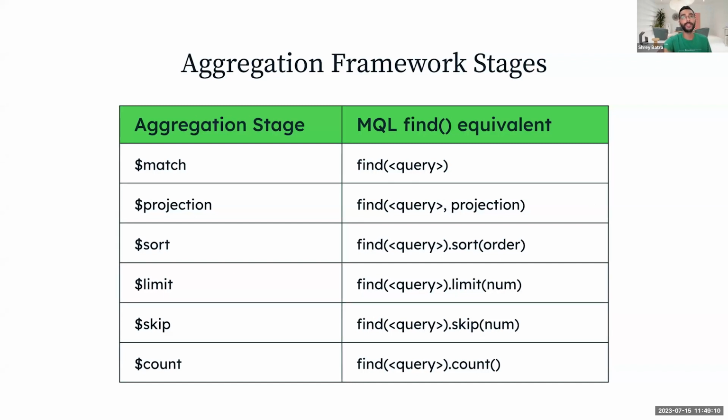Some very simple, easy to understand stages. So we have a match, we have a projection. Projection says, okay, what columns do we want in return? What do we want as an output? Do we want all the 100 columns or only just a few columns? Columns as in fields. And do you want to rename those fields or so on? Sort, limit, skip, count, etc. So very simple, very easy to understand.